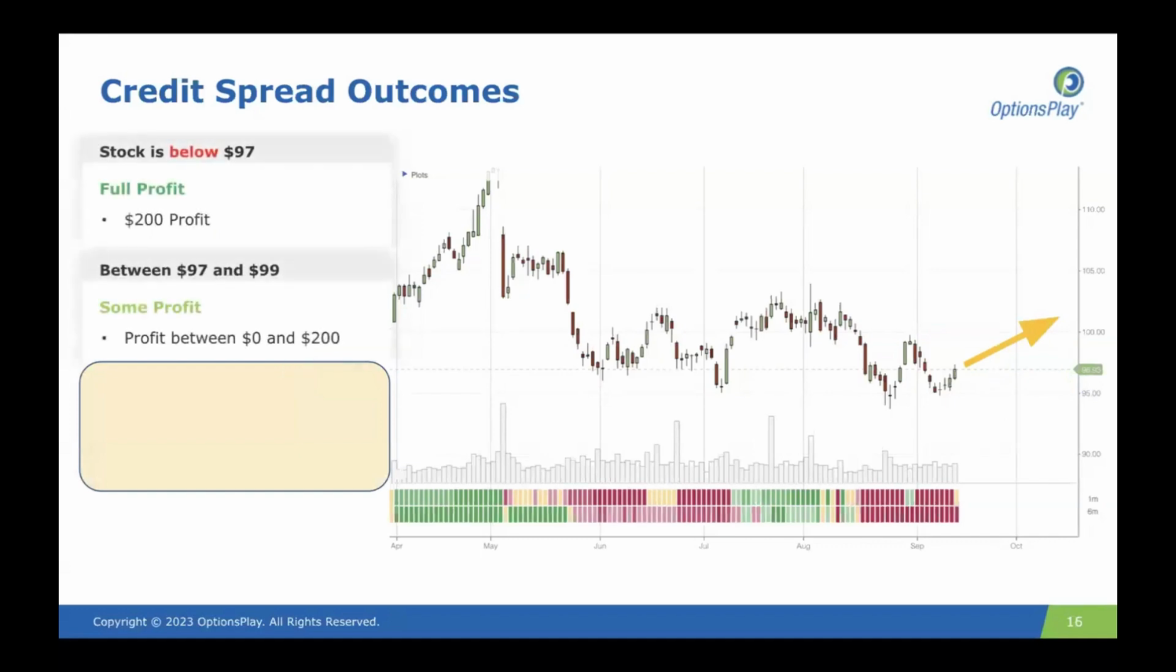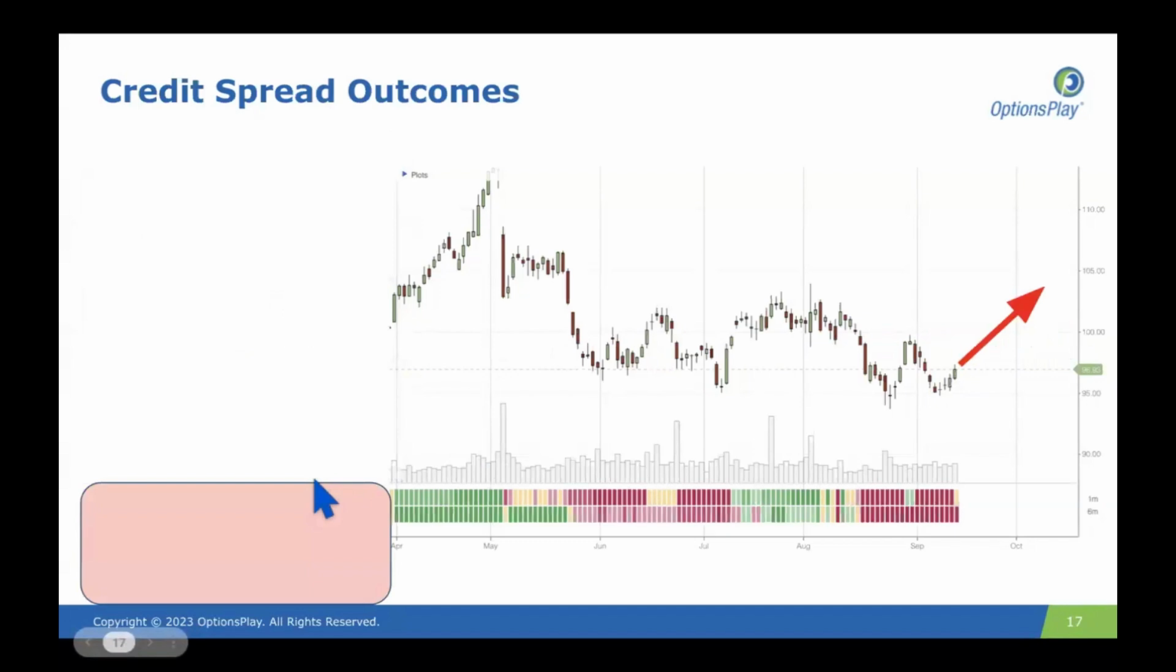Now, if the market is between 99 and 102, there could be some loss on the trade. So now we're up in this range on the chart. If we get above 99, that's where things get scary, because that's where our break even is, based off the net credit that we brought into the account. If the market goes above our protection, our strike that allows us to buy the stock at that price, there's a potential for some loss on the trade.